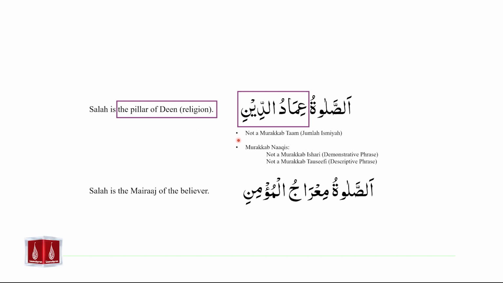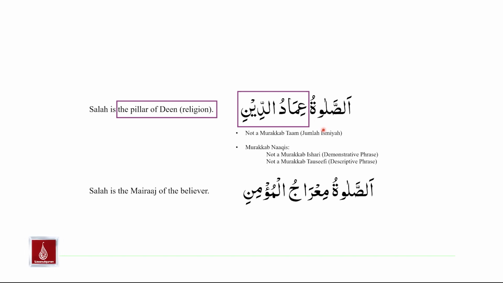Imadud Dini is not a murakkab tam. It is not a jumla ismiya. Why? Because its components do not meet criteria for it to be a jumla ismiya. For instance, if we look at ad-dini, we can clearly see that it is not in the rafa status. And we have studied in jumla ismiya that both mubtada and khabar need to be marfu. Furthermore, imadu is not definite. Therefore, we can already tell that imadud dini is not a jumla ismiya.